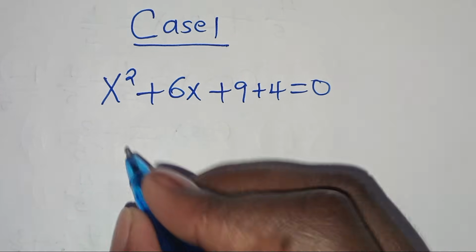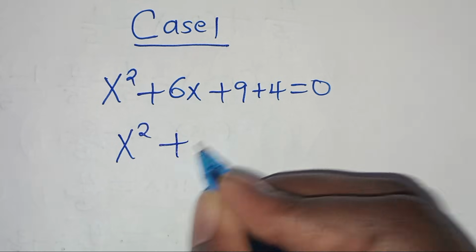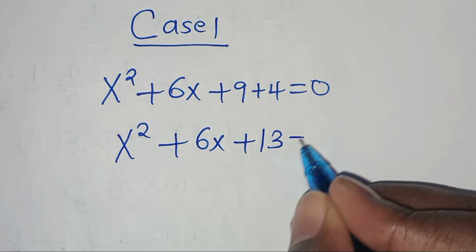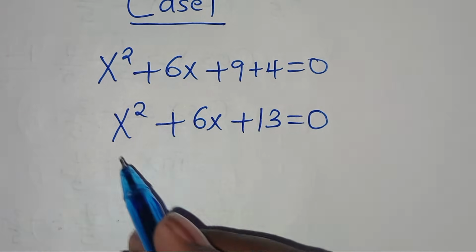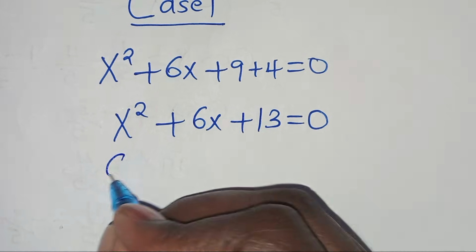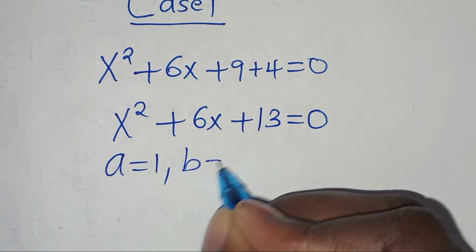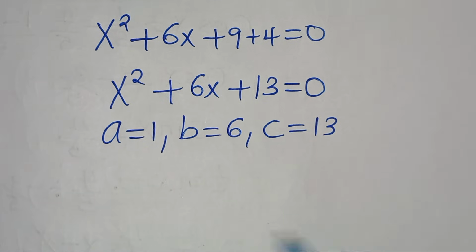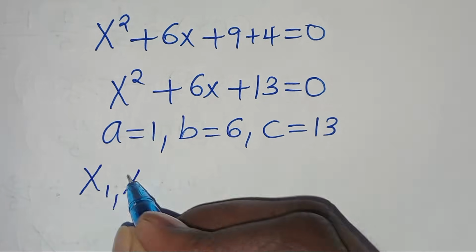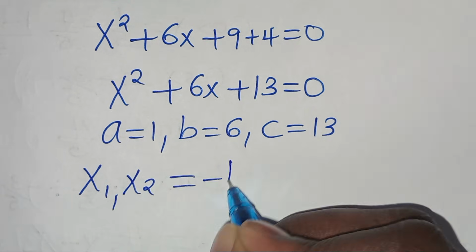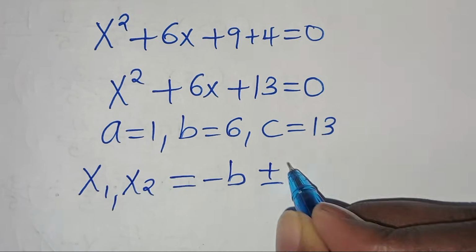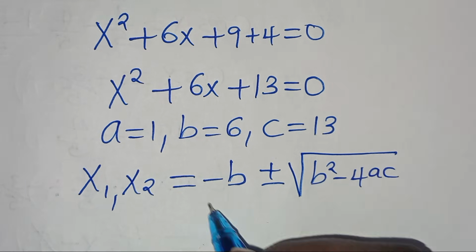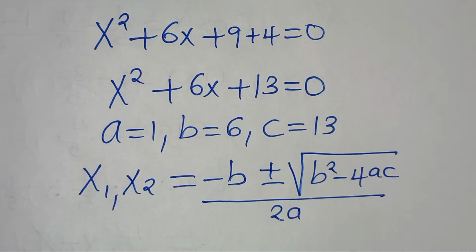Now this means that we have x^2 + 6x + 9 + 4, which is 13, equal to 0. So this is a quadratic equation where a is equal to 1, b is equal to 6, and c is equal to 13. Now we can solve for x1, x2 by applying the quadratic formula, which is (-b ± the square root of b^2 - 4ac) divided by 2a.